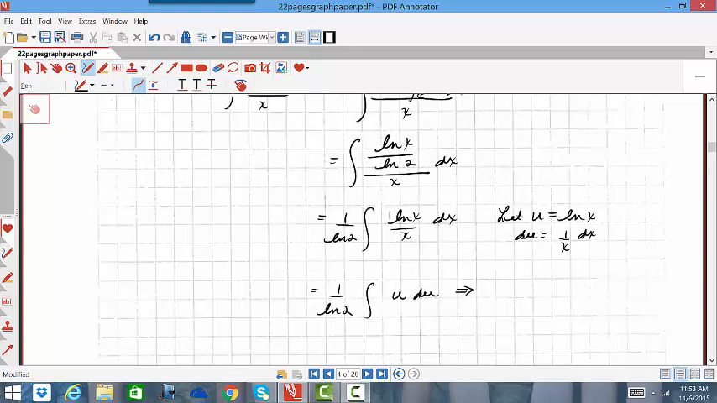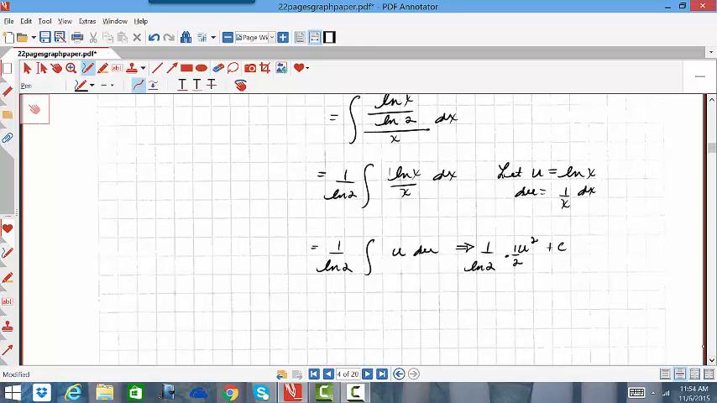Now when we actually do the integration, don't forget the constant out front, and this would simply be 1/2 u squared, and don't forget your constant. Sorry, I got distracted there for a minute. I'm at home. Okay, so if I clean this up, this is going to be 1 over 2 natural log of 2 times u squared plus c.